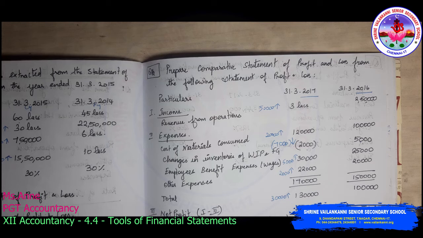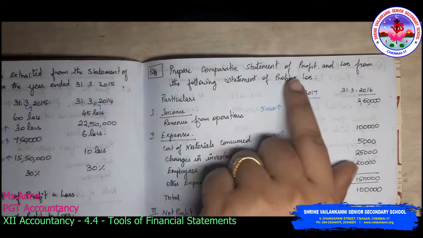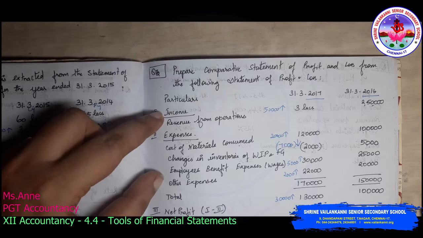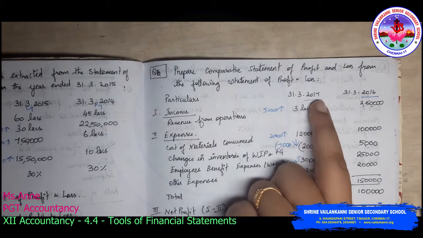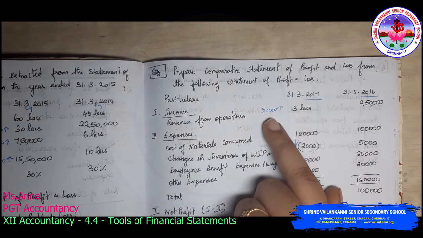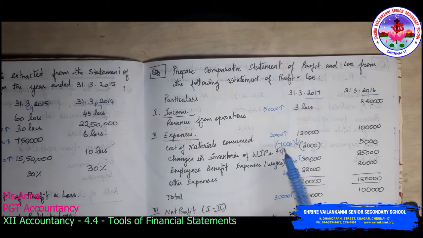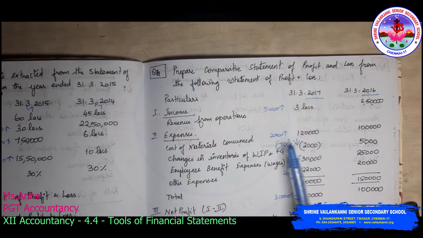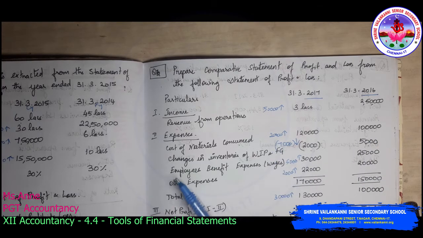This session we are going to discuss a problem related to comparative statement of profit and loss from the following statement of profit and loss, particulars 31/3/2017-2016. So basically what we are supposed to do is we need to prepare a comparative statement of profit and loss. These are some information given, so I'm just going to read it. Income, revenue from operations 3 lakhs is for 2017 and for 2016 it is 2,50,000, which means there is an increase of 50,000. Then expenses, cost of material consumed 1,20,000 for the current year and previous year it is 1 lakh, so there is an increase by 20,000.